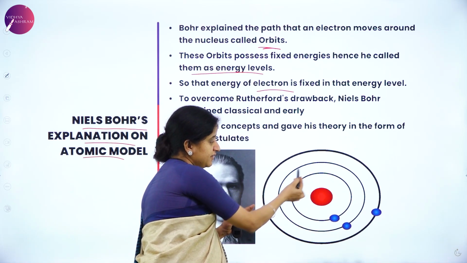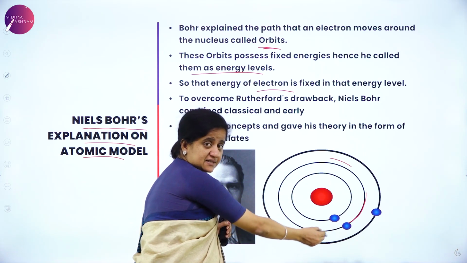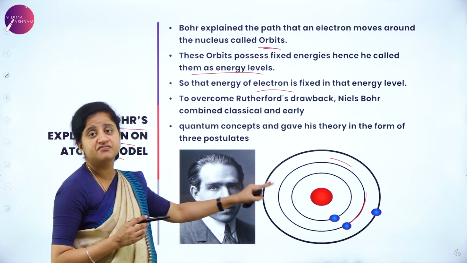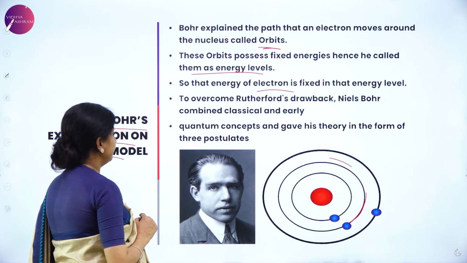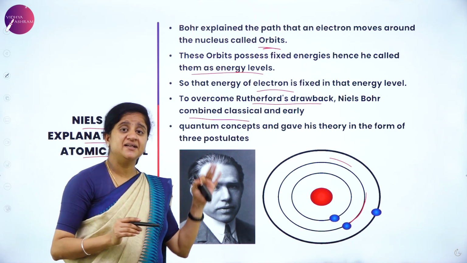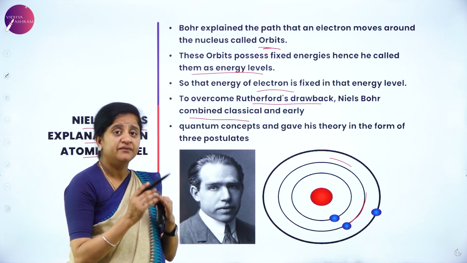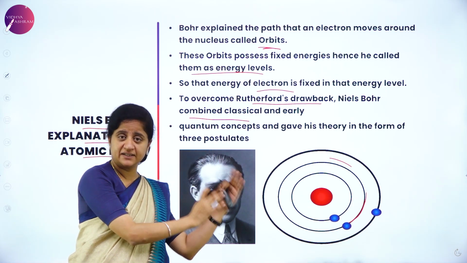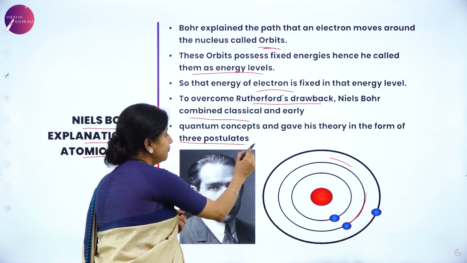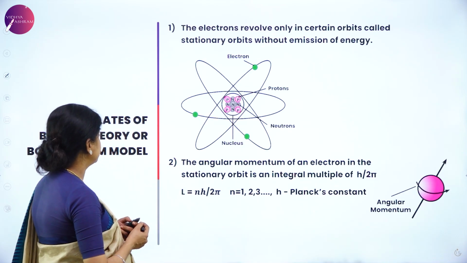Suppose the electron is revolving in this orbit, it has a particular energy level. Suppose the electron is revolving in the second orbit, then it has a particular energy level. Likewise, the energy of the electron is fixed in that particular energy level. So to overcome Rutherford's drawbacks, Niels Bohr combined the classical theory and also the quantum theory, and he overcame the drawbacks in Rutherford's atomic model, and he proposed a set of laws which he called postulates. It is famous as Bohr's postulates. Let us see what these Bohr's postulates are.